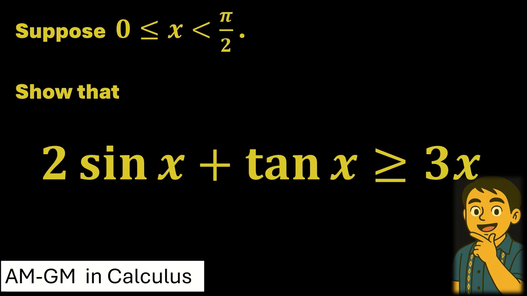Suppose x is in between 0 and pi over 2. You're asked to show that 2 sine x plus tangent x is greater than or equal to 3x. We can show this inequality using the method in calculus. Surprisingly, we can also make use of the AM-GM inequality for this question.